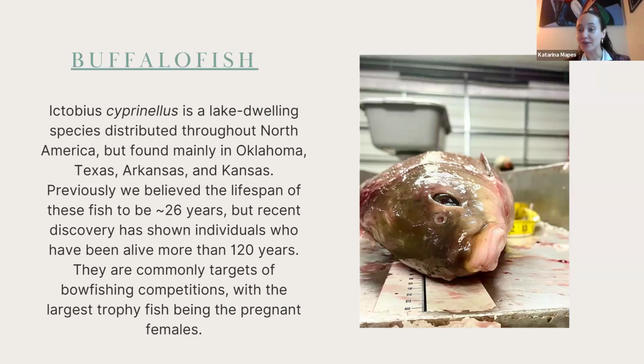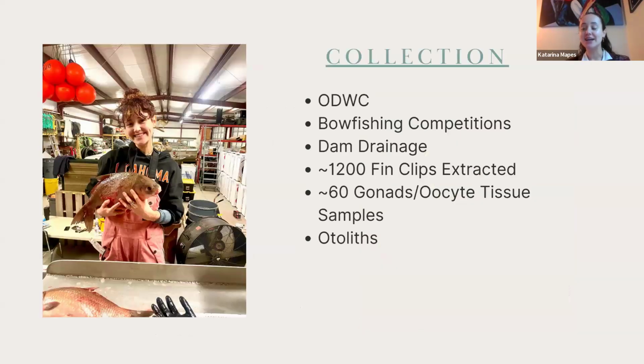So whenever they're getting rid of them at all of these bow fishing competitions, we were able to partner up with them to take their fish after they were done with them. Once they weigh them and take their pictures, they sadly just throw them all away. So we were able to collect genetic samples from all of these, not only at bow fishing competitions, but lots of opportunistic collection, including when they've had to drain some dams here in Oklahoma. We've collected and extracted 1,200 buffalo fish fin clips and about 60 gonad oocyte samples.